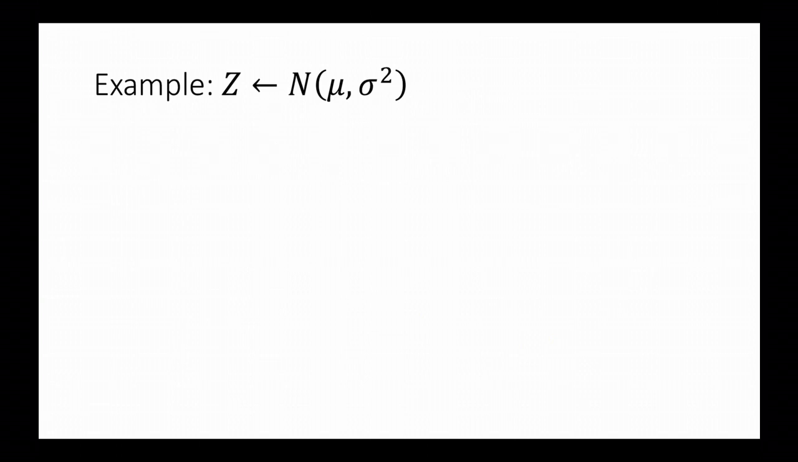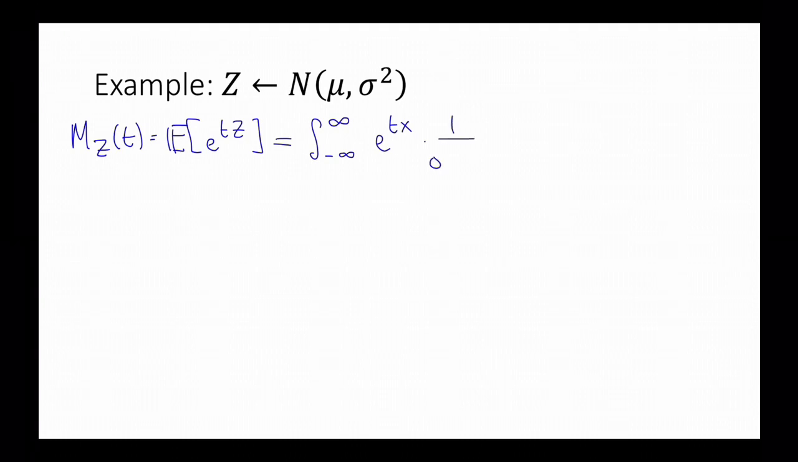As an example of a moment generating function and how it can be useful, let's consider a Gaussian random variable Z with mean mu and variance sigma squared. The moment generating function M_Z(t), well, this is equal by definition to the expected value of e to the tZ. And using the definition of the expectation, along with the PDF for a Gaussian random variable, this is equal to the integral of e to the tx times 1 over sigma root 2 pi e to the minus (x minus mu) squared divided by 2 sigma squared dx.